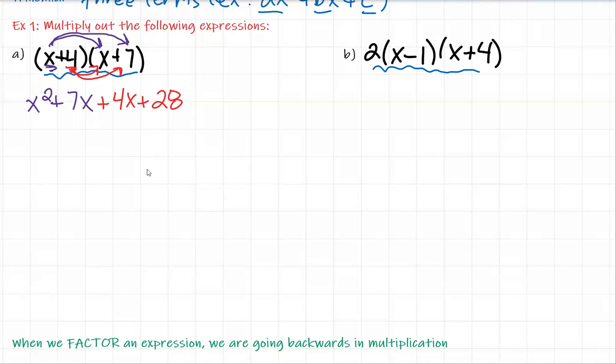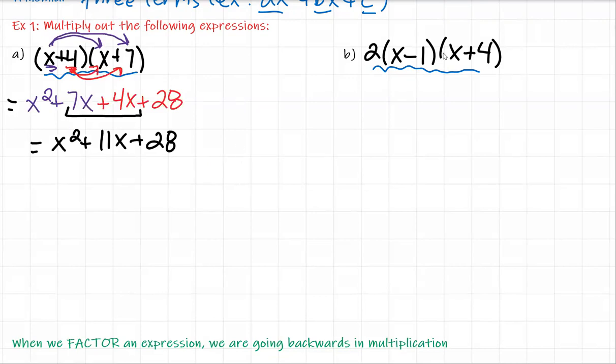Now we want to combine any like terms. We have 2 like terms in the middle, 7x and 4x, because they both have an x to the same power. I can't combine x squared with anything because there are no other x squared terms, and there are no other constant terms, so I can't combine the 28 with anything. So I end up with x squared, 7 plus 4 is 11x, plus 28.